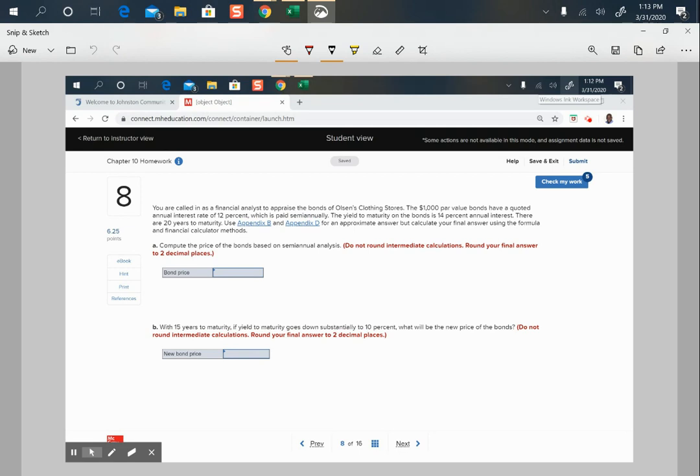So let me just draw a timeline here just to give us some kind of perspective. So we are talking about a bond here. And if I just draw an example here, in this example, this is a bond for 20 years. So the bond is going to mature in 20 years. And at maturity, we know the bond has to pay back the face value. But this bond is also promising some interest payment.